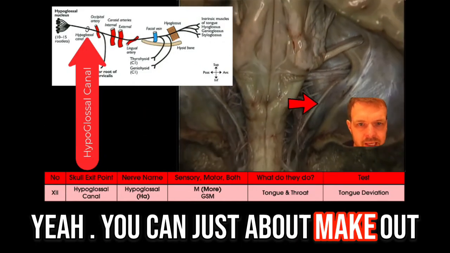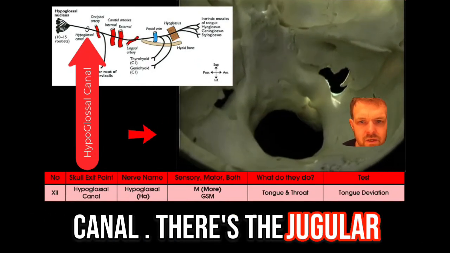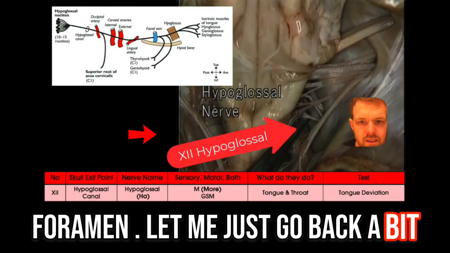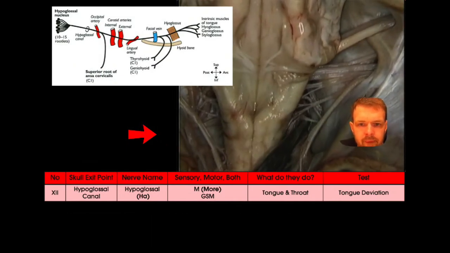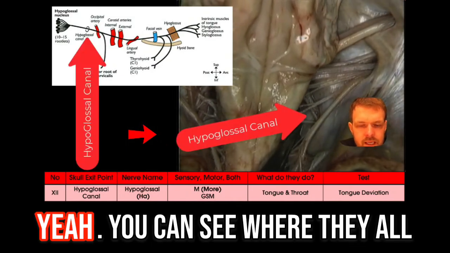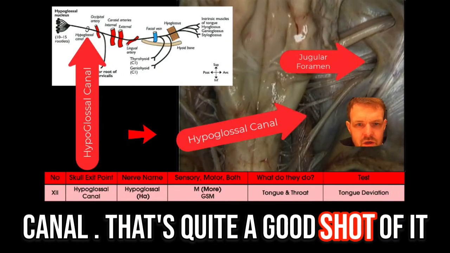Yeah, you can just about make out the hole just through there. Here we go. There's the hypoglossal canal, there's the jugular foramen. Let me just go back a bit there. Just play that again. Yeah, you can see where they all converge there on that hypoglossal canal. That's quite a good shot of it there.